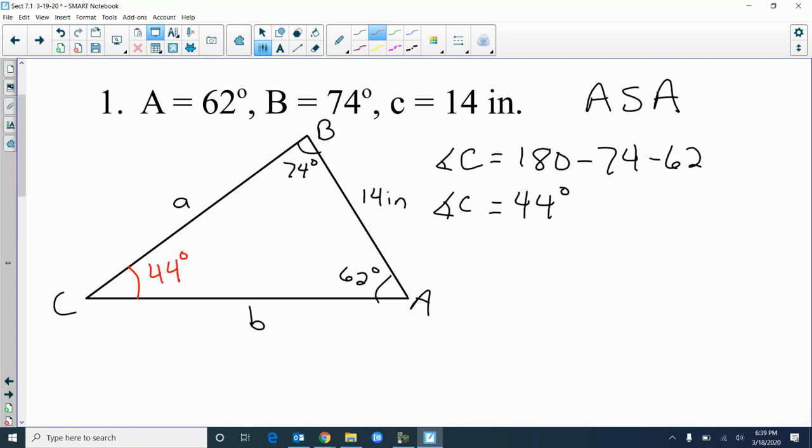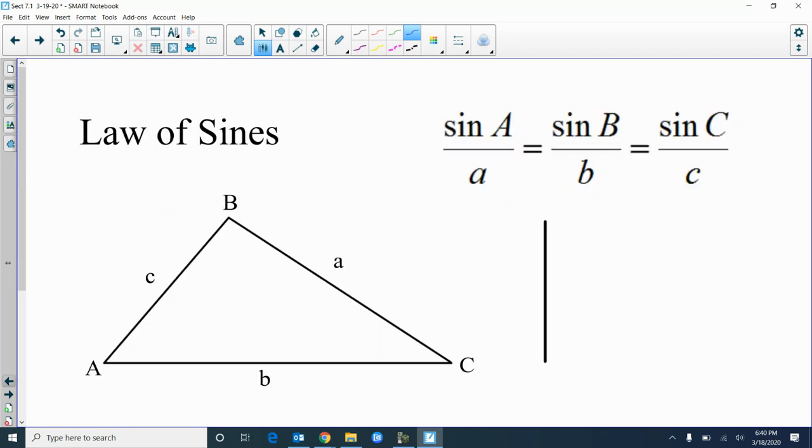We will have to use angle C and side C to find the others. And now I can set those up at this point. Now to find side A, using the law of sines, which is the sine of an angle over the side is equal to the sine of the second angle over the same side. Doesn't matter, any 2 of those 3.